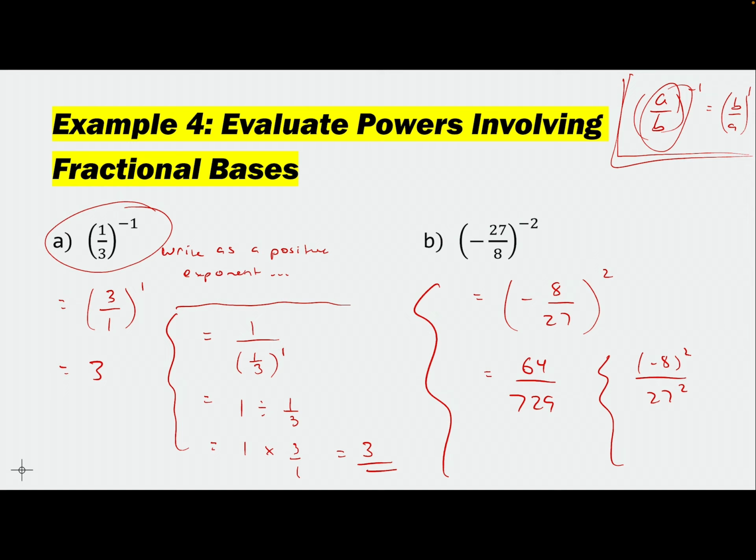And when the negative is written like this, if you don't know whether you should put it in the numerator or denominator, I would just put it up in the numerator like I did up here. So that works out to the same value as 64 over 729.